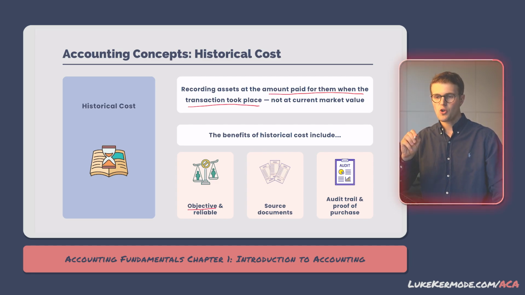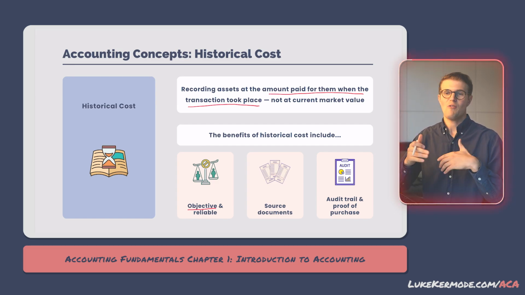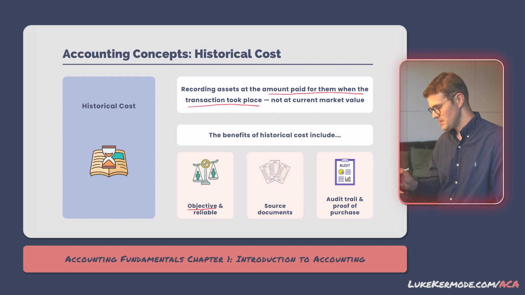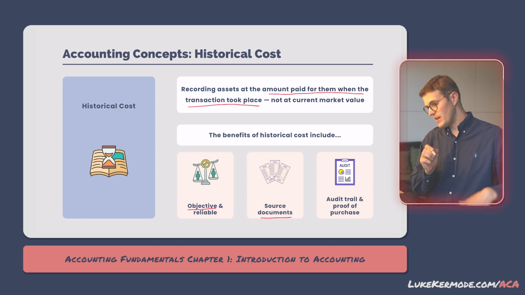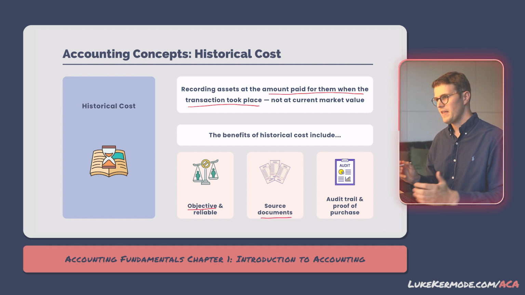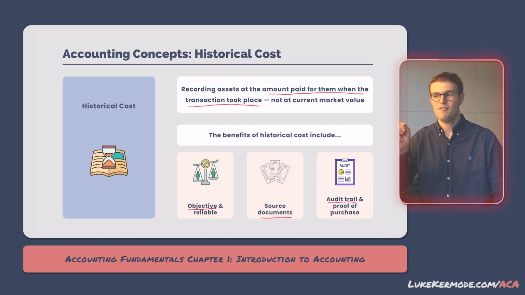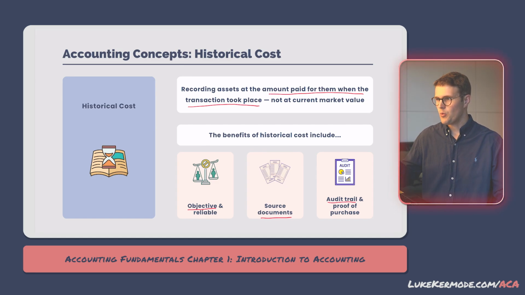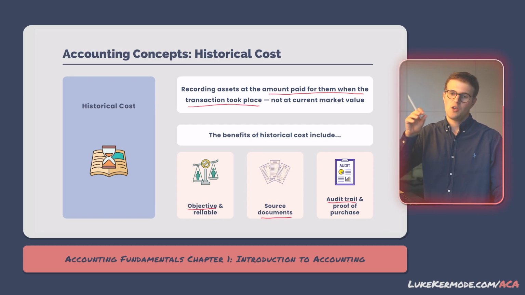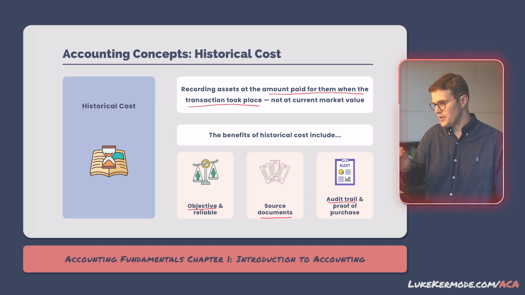There's always a clear source document which backs up the historical cost amount, like an invoice or a purchase contract, which will support the amount recorded in the financial statements. This provides an audit trail and proof that the transaction really happened at that particular value. It's easier for accountants to deal with costs and values because costs are objective, whereas values are subjective.